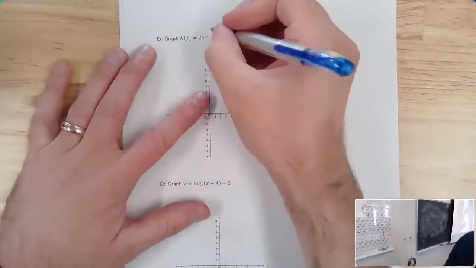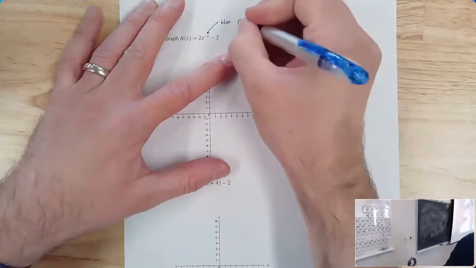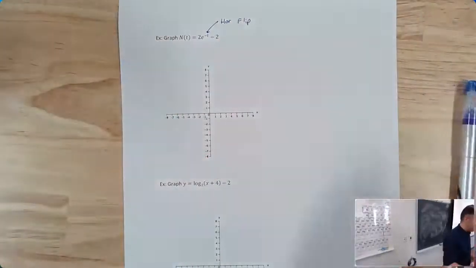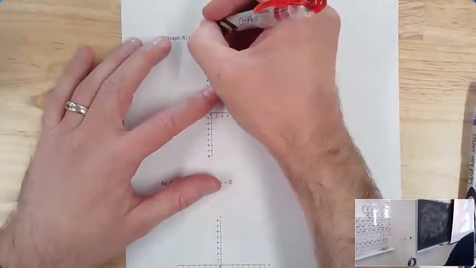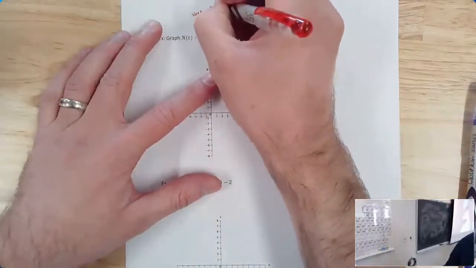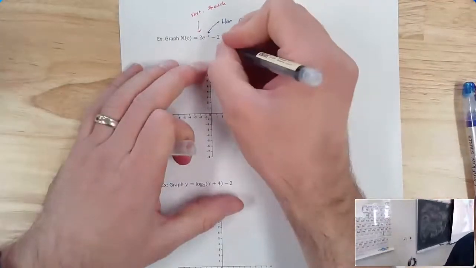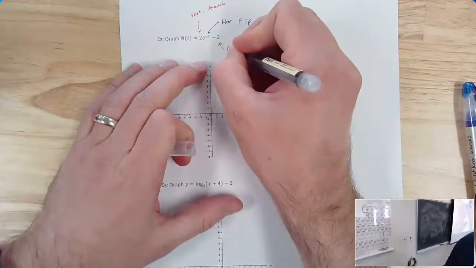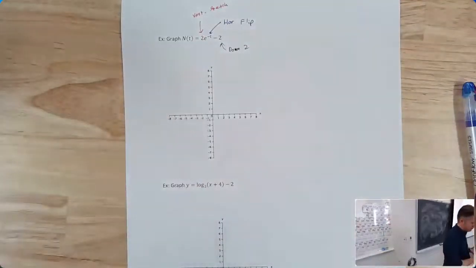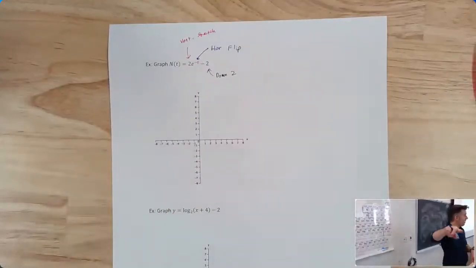So we see a horizontal flip, or reflection, I guess, is the mathier word, but flip is fine. And we see a vertical stretch. And then finally, we see a shift down by 2. And of all the things here, the flip and the shift are important. So the flip is going to mean instead of going up from left to right, we're going to be going down from left to right.